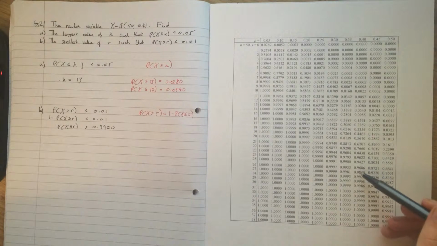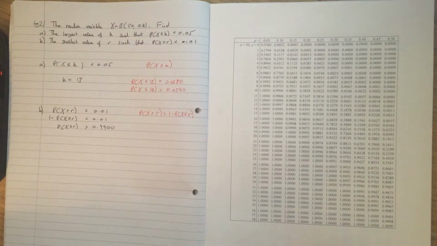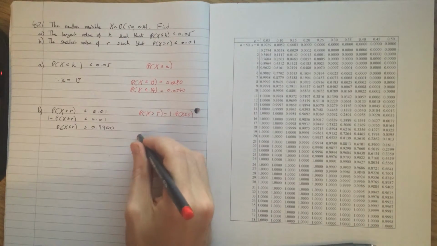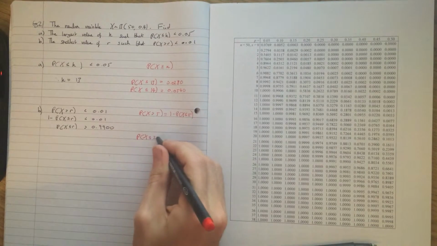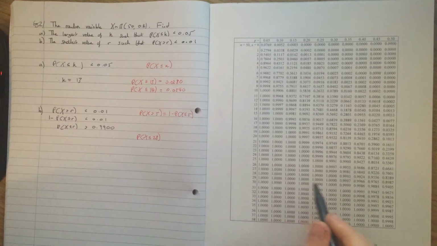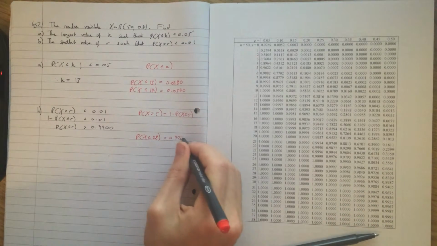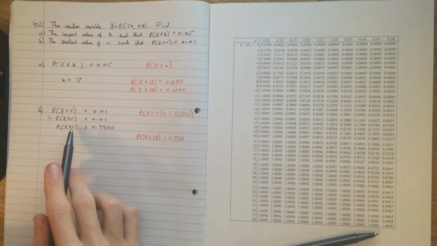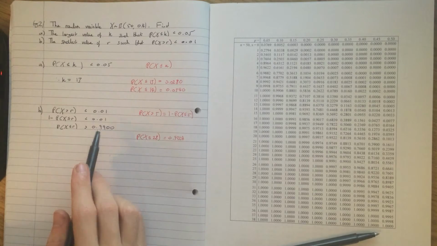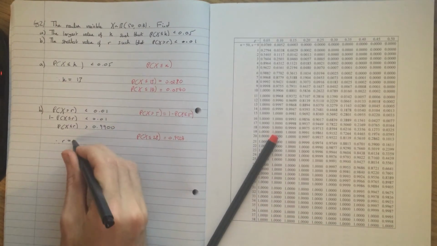So if we check our tables, we go down to 0.99, and you'll find that we want our r value. The table gives us the probability of x being less than or equal to 28 as 0.9924. So that would be the smallest value that's greater than 0.99. Therefore, r must be equal to 28.